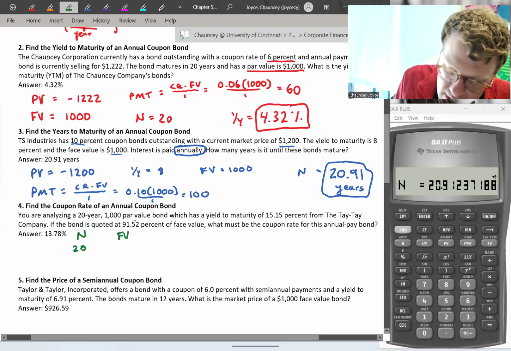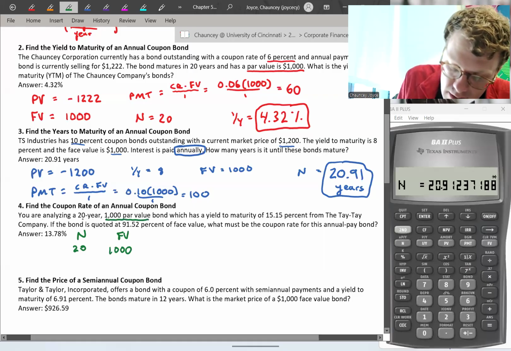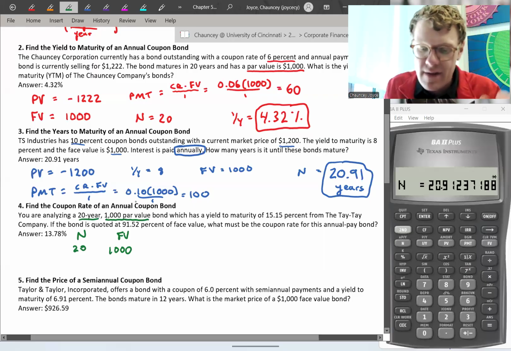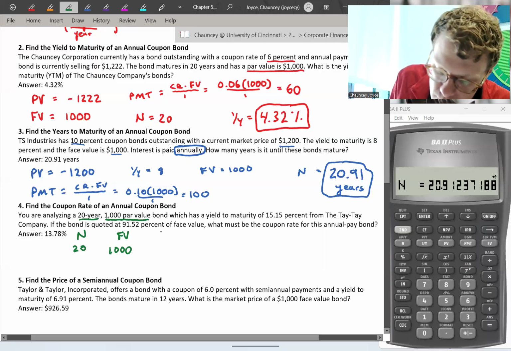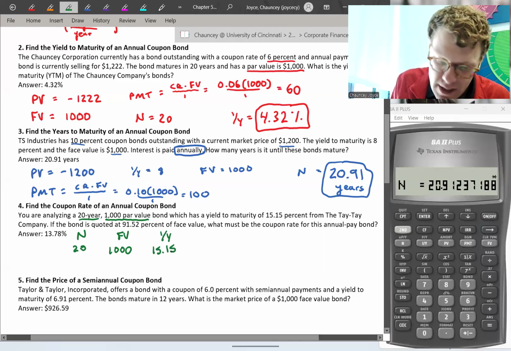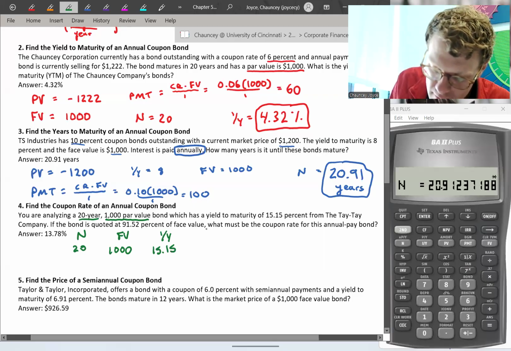Face value is the same thing as par value. That's your future value in this case. Don't get confused that it says par value. It's the face value. Has a yield to maturity. That's your I/Y of 15.15. It's entered as a percentage just like that. The bond is quoted at 91.52% of face value.